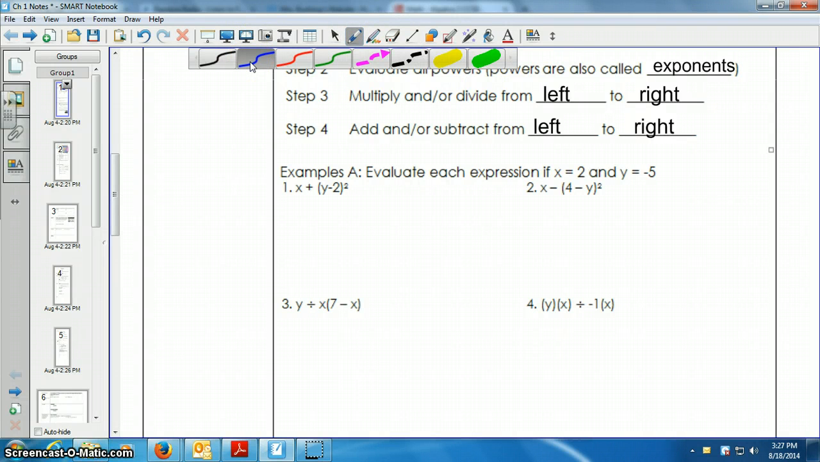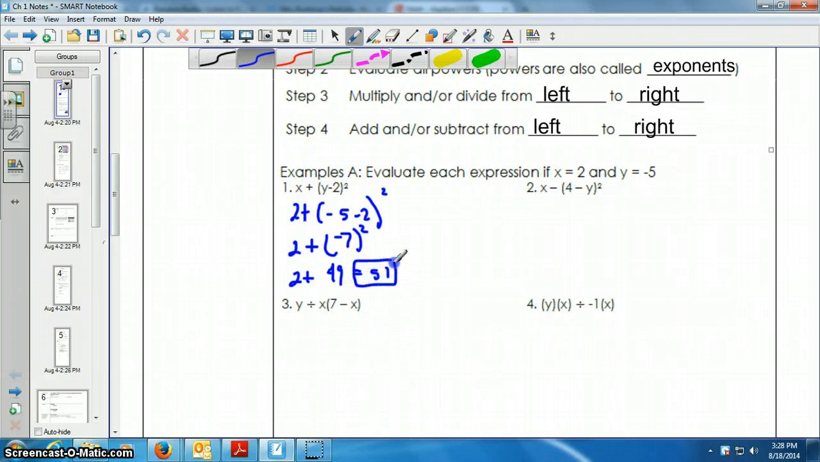First step, when evaluating each expression, if we're given the values of these variables, we're going to plug those in. So x is 2, y is -5. Our first step was the grouping symbols, in this case parentheses. So we're going to simplify that to -7. Bring everything else down. Next we do exponents. That was step 2. So -7 squared. -7 times -7 is +49. And then our last step would be addition, to add those two things together to get 51. And that's my final answer.